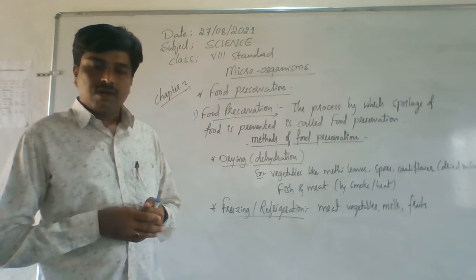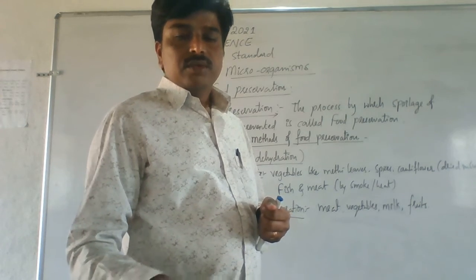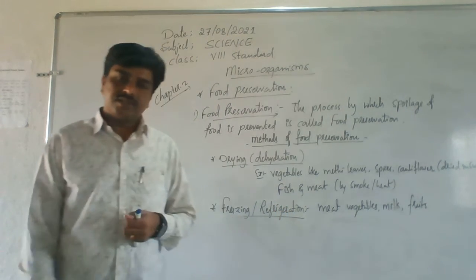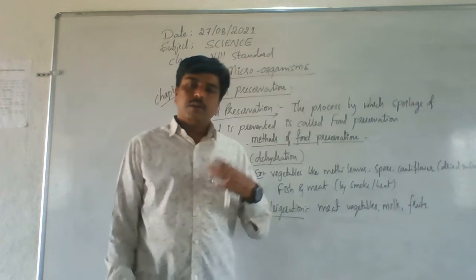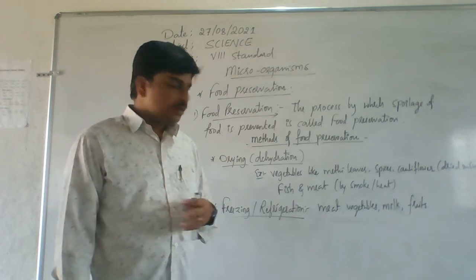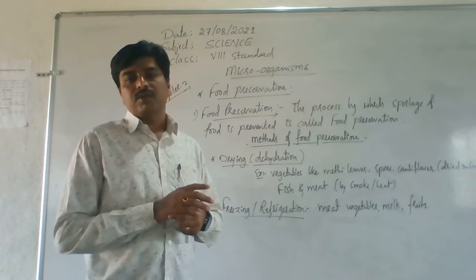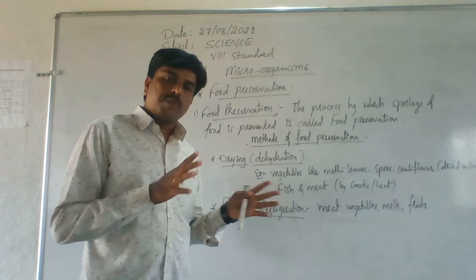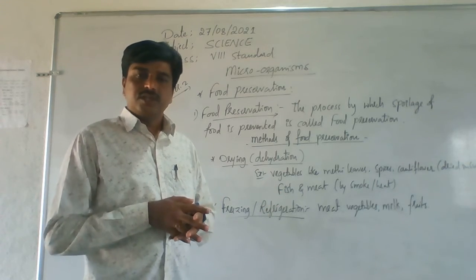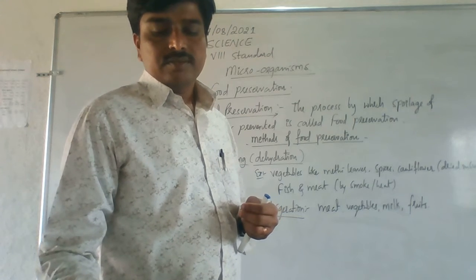Understand? Because this freezing or refrigeration stops the multiplication and growth of these microorganisms. Understand? By using refrigeration or freezing, that means refrigerators in our homes, we can also prevent the spoilage of food. That is also another method of preservation of food.